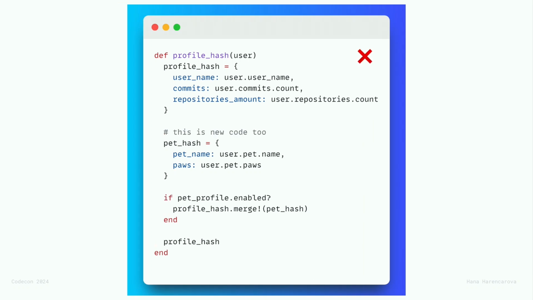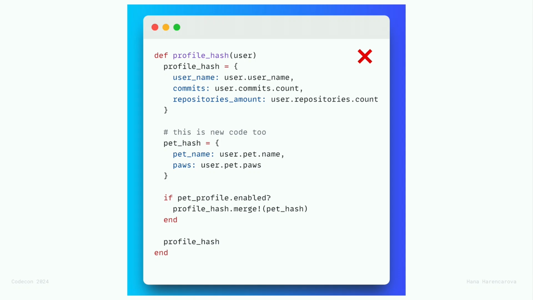But if we look at a similar solution, we also create the profile hash and then we create the pet hash. But in this case, we are only guarding the merging of the hash. And this is not really ideal. Why? Exactly, because even if we don't merge that pet hash, we will run that code.